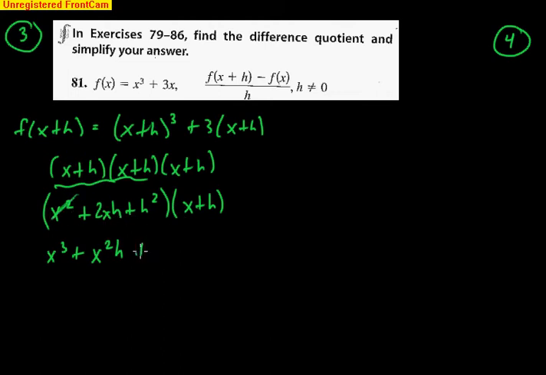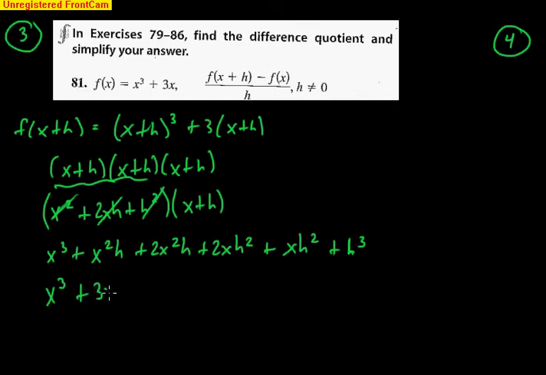2xh times x is plus 2x squared h. The x's make x squared. 2xh times h becomes 2xh squared. The 2hx is done, sorry. And then h squared times x is xh squared. h squared times h is h cubed. And the h squared is done. And now we're combining the like terms. x cubed is the only x cubed term. We have an x squared h here, and 2x squared h there. That's 3x squared h. So these are done. We have 2xh squared and one more xh squared.